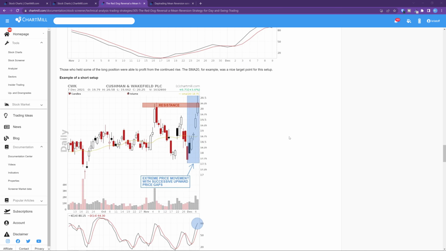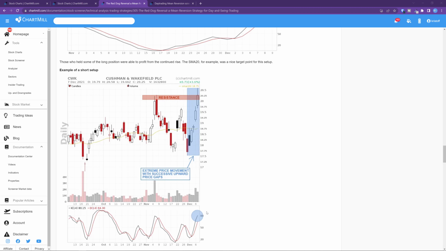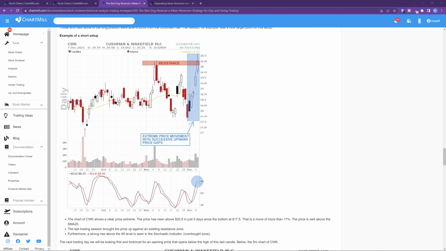This is an example of a short setup in Cushman and Wakefield, 7 December 2021. So an extreme price movement with successive upward price gaps and price close to resistance. The stochastics which is above 80.